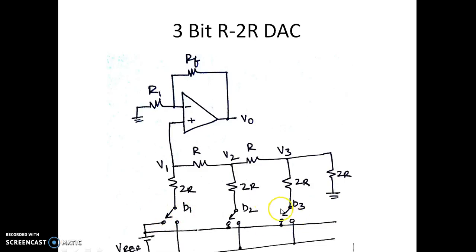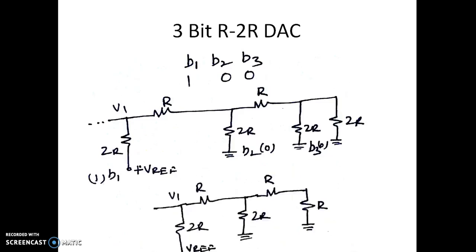If you want to apply 1, 0, 0, then this is connected to 1 and these two are connected to 0, 0. You shall see what is the voltage coming at V1, and that will be amplified by 1 plus RF by R1. Now we shall take specific examples of different bit combinations and try to find out how the analog voltage changes as per the digital input of B1, B2, B3. So we are specifically looking into different combinations of the input. So how much is the input voltage that will be applied to the non-inverting terminal of the op-amp. So that's what is interesting.